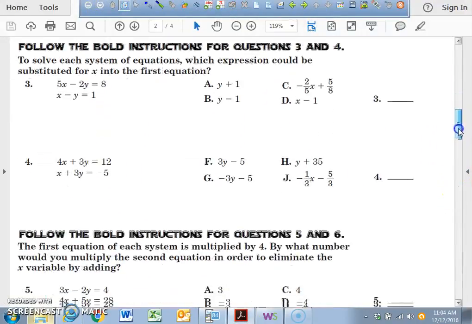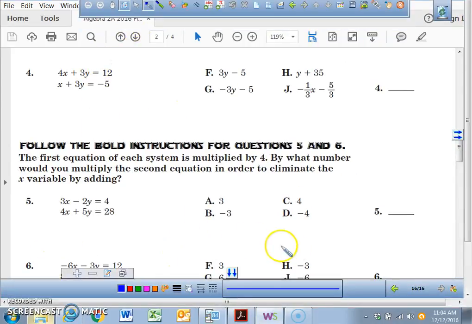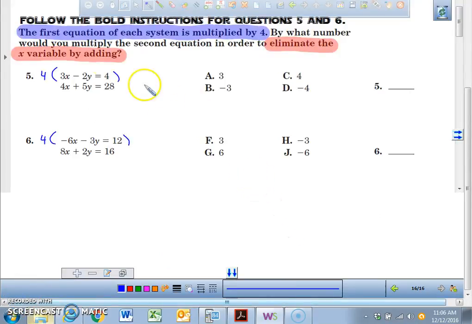Here's the next 2 problems you need to write down. I want you guys to follow the bold instructions. Okay? So read it carefully. All right, in these 2 problems, it's asking you to take the first equation and multiply it by 4. So if we take the x values right here and multiply by 4, you get 12x. If you take this 4 and multiply it to the -6, you get -24x.